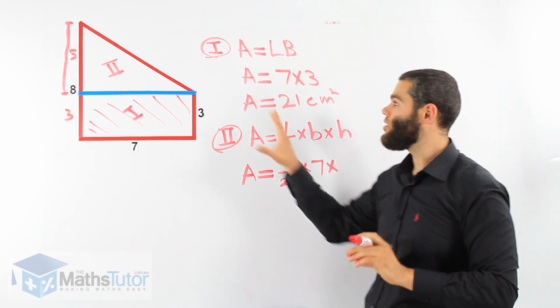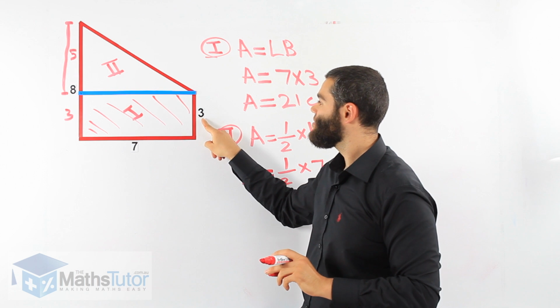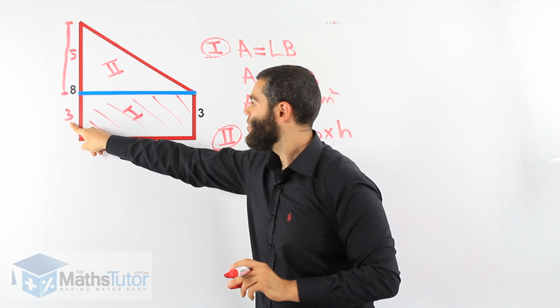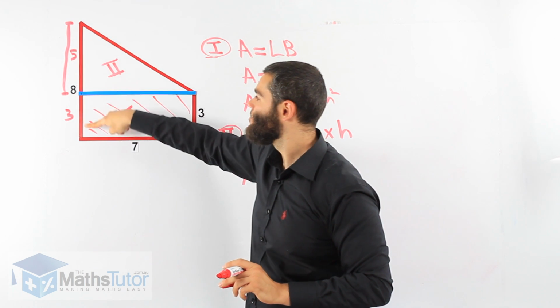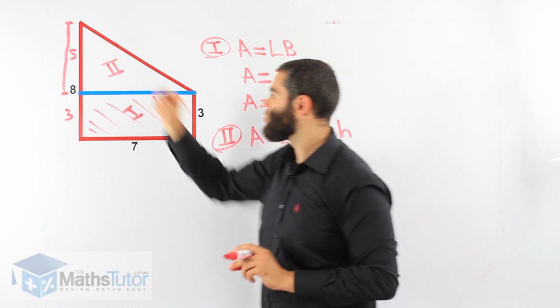Very important to look at the diagram in total. That's how we realize this is 3, because of this length here. 3 there, 3 there, make this section here. We know the total is 8. 8 take away 3, we're left with 5 for the height of the triangle.